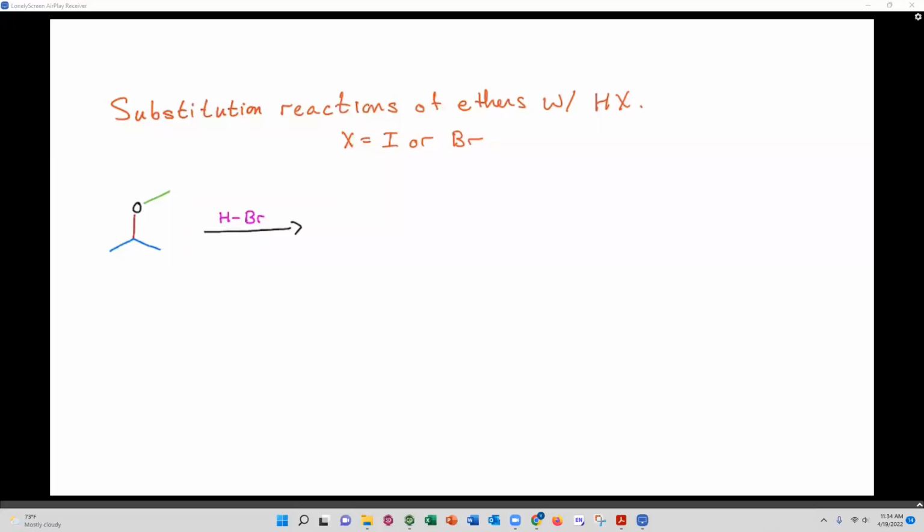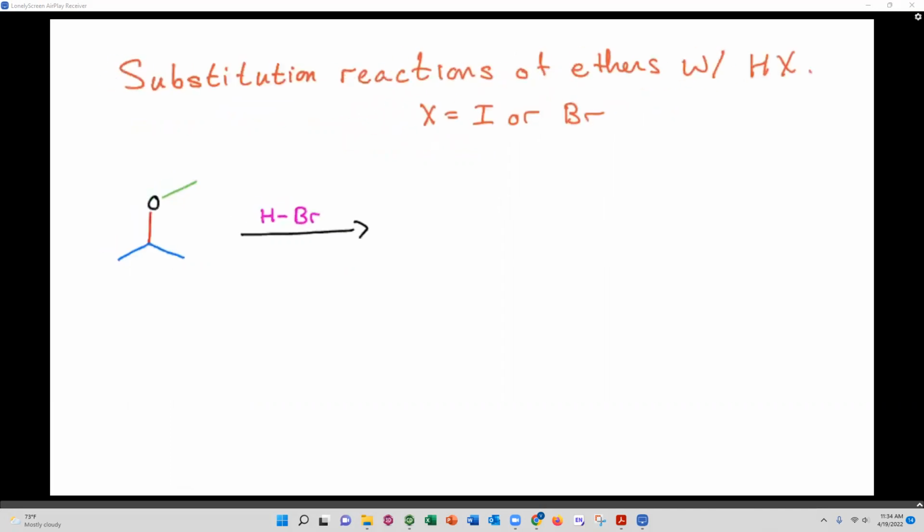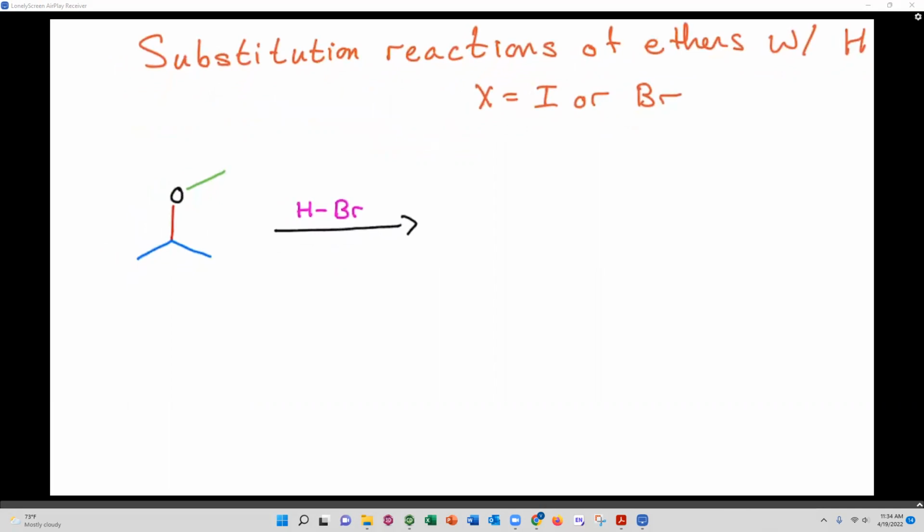Okay, let's talk about the substitution reactions of ethers with a strong acid, HX. And we're only going to be looking at the two strongest, hydroiodic and hydrobromic. Anytime we do a substitution reaction, what do we need? We need a leaving group. And the leaving group in this case is either going to be this methoxide group or this isopropoxide group.